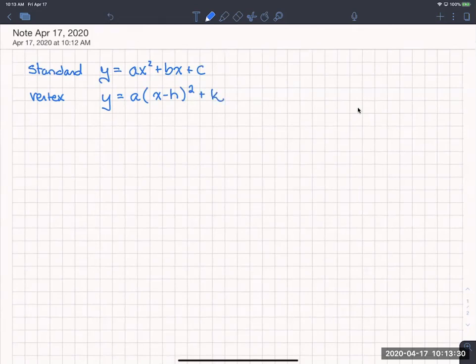Okay. And we said the vertex is (h, k). And the formula for the x coordinate is negative b over 2a, where b is the linear coefficient and a is the leading coefficient, and to find k, plug x back in.